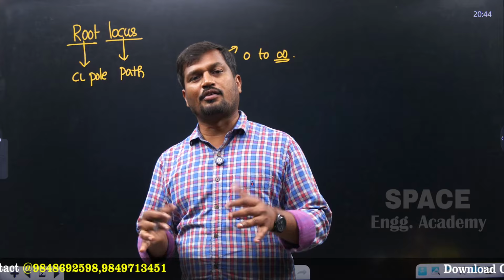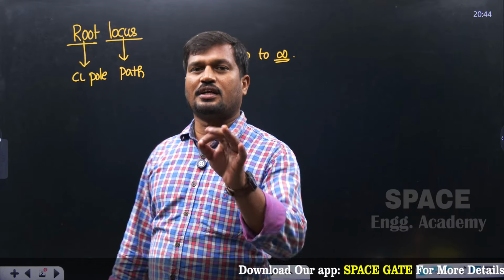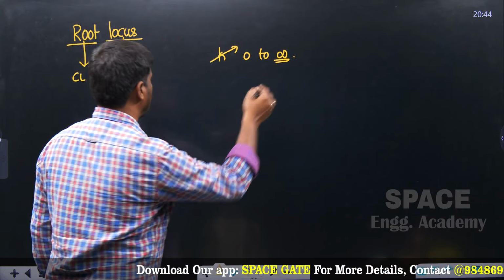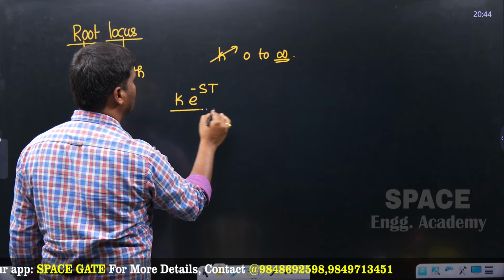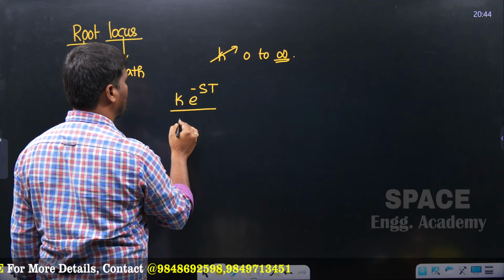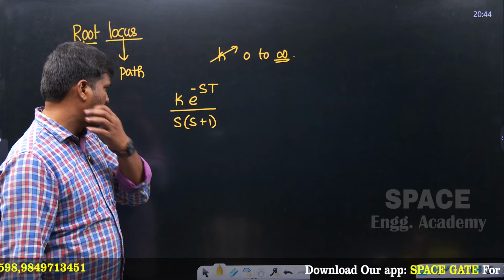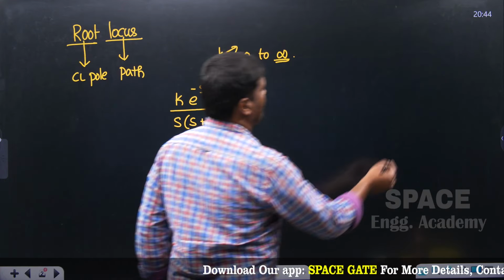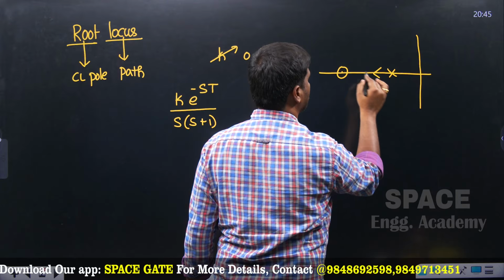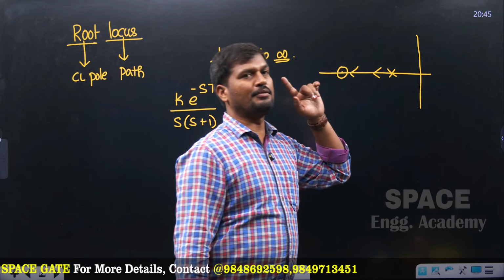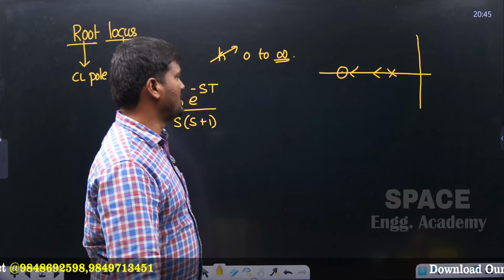The speciality of today's class is how to identify whether the given question is a root locus question or an inverse root locus question. Sometimes they will give the question: draw the root locus of the given open loop transfer function K e^(-sT) by s into (s+1). We know the shortcut to draw the root locus: every root locus branch starts at a pole and ends at a zero. Departing means leaving, arrival means coming. That's it. This is the shortcut.